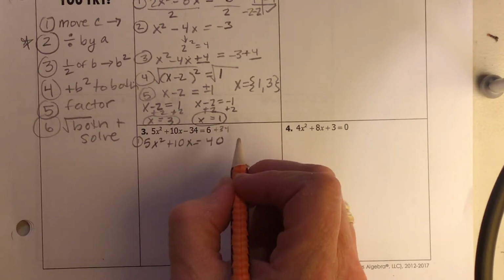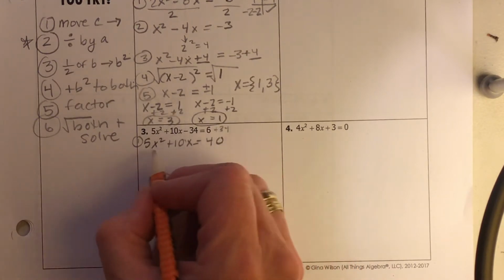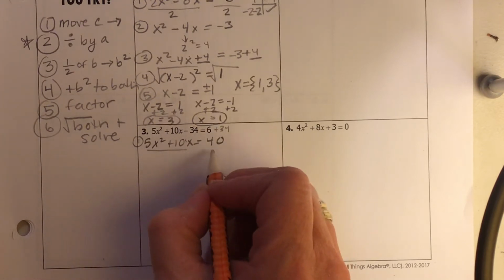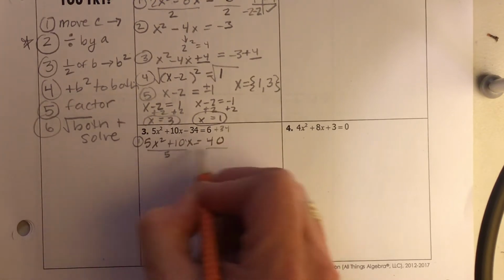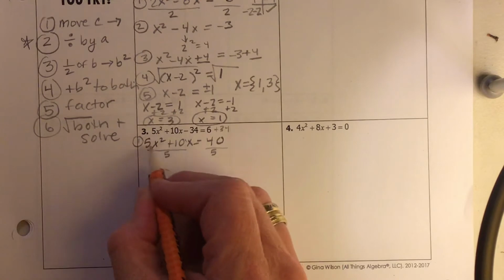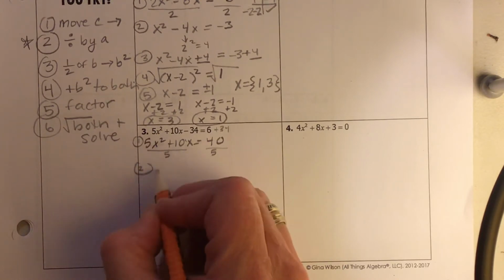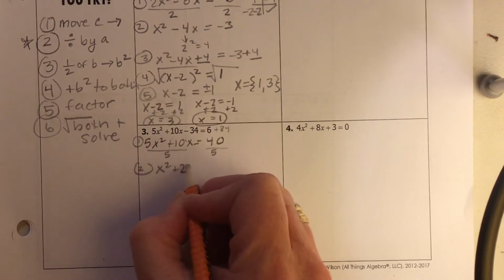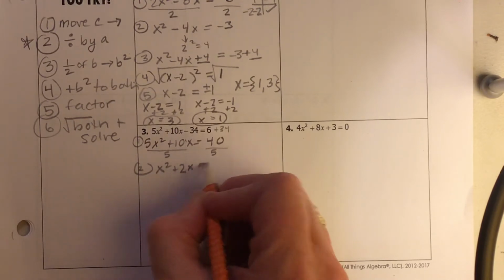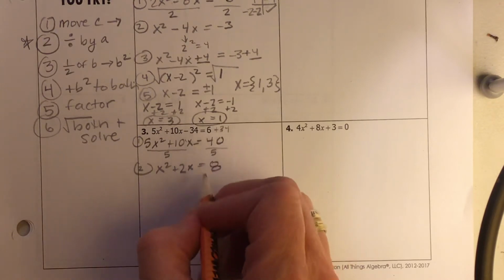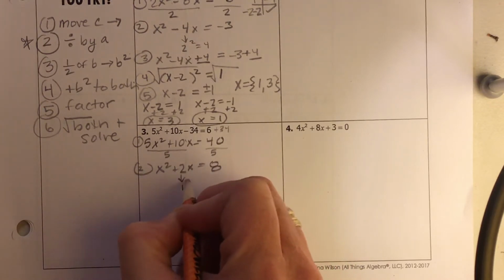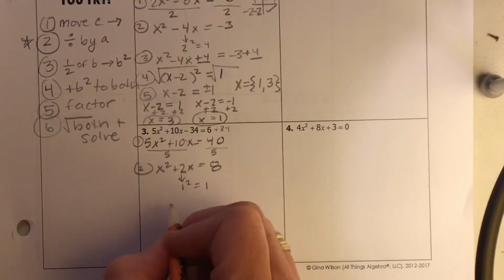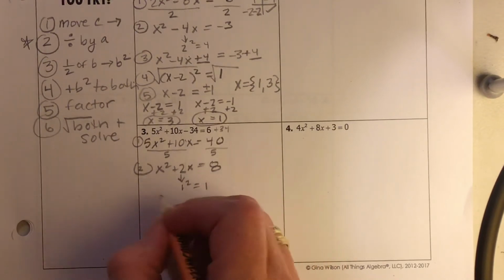Okay. Now my next step is I'm going to divide. It's kind of like slide and divide, I guess. I'm going to divide both sides by 5. I'm going to find my quotient now. I'm going to have x squared left. 10 divided by 5 is 2x left over. 40 divided by 5 is 8. Okay. Half of 2, square it, and then add to both sides.